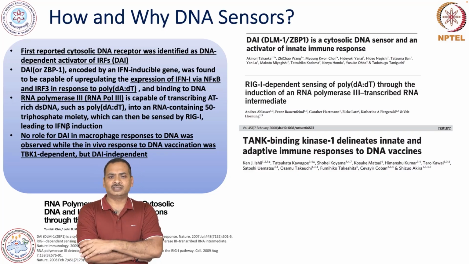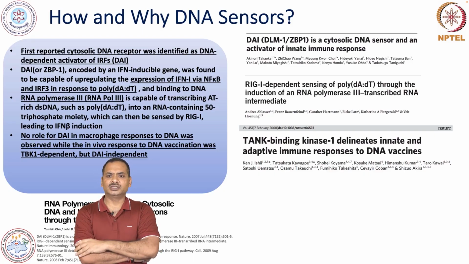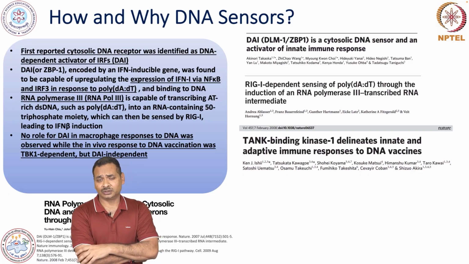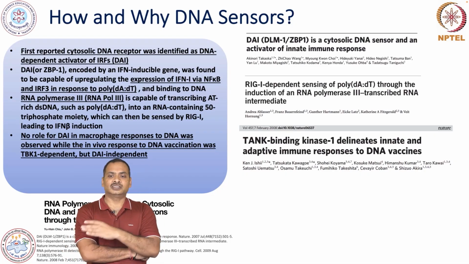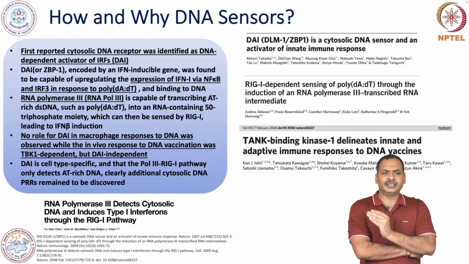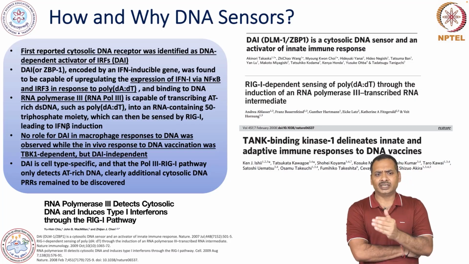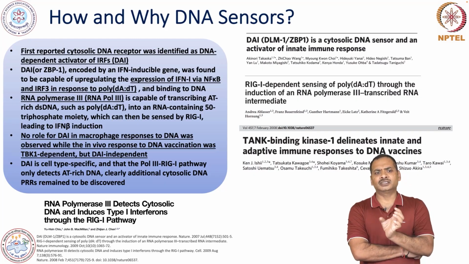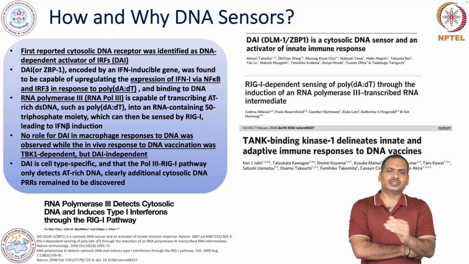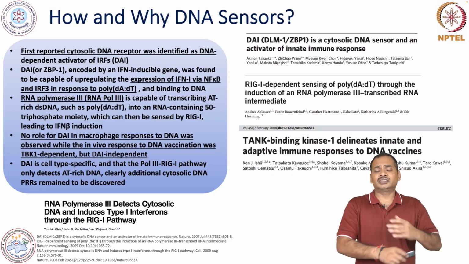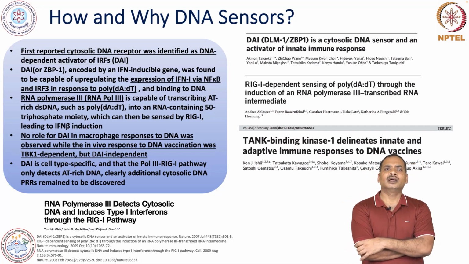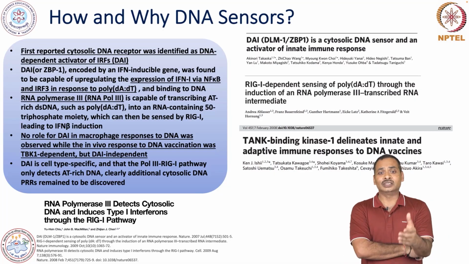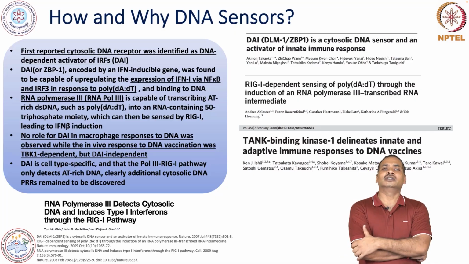Here you can see a work showing that TANK-binding kinase 1 delineates innate and adaptive immune responses to DNA vaccine. This work suggested the same. So, DAI is cell type specific, and the RNA polymerase 3 RIG-I pathway only detects AT-rich DNA. All these works clearly suggest that there must be additional cytosolic DNA sensors that need to be discovered. In research, giving a question, or giving a direction to the research, is also very important. So, all this work gave a direction for the discovery of DNA sensors.